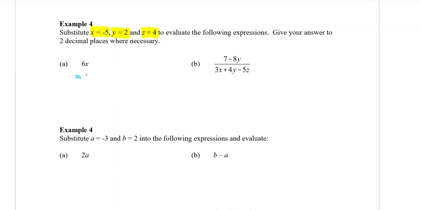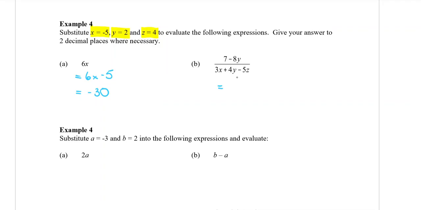So 6x is going to be 6 times by the x, which up the top here, the number is minus 5. Then we calculate 6 times minus 5, that's equal to negative 30. Okay, let's try the big one, b.